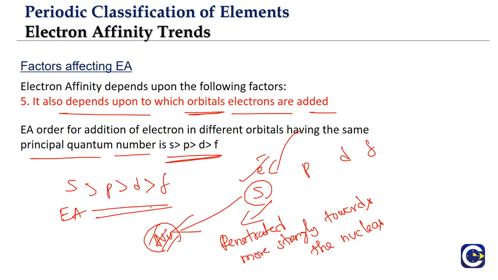This is because of the penetrating ability of these orbitals. S orbitals in a given principal quantum number will penetrate more towards the nucleus than p, than d, than f. Accordingly, if you are adding an electron to an s orbital, you are going to get more energy released. Similarly, when we add an electron to the f orbitals, which are least penetrated towards the nucleus, the amount of energy released will be least. So this is about the factors that affect the electron affinity.